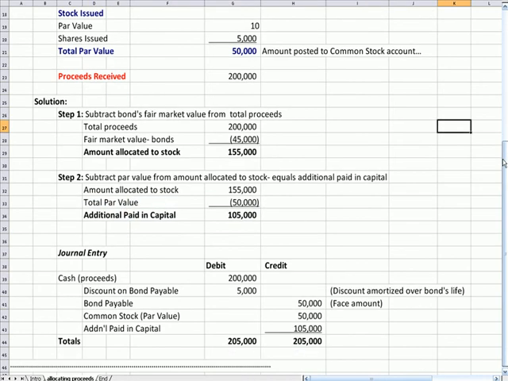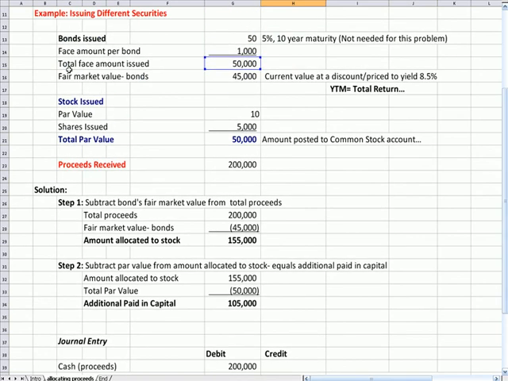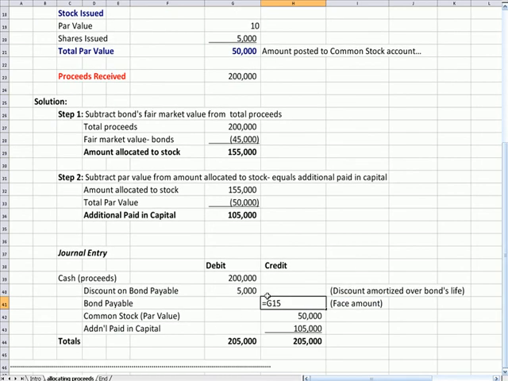So now I tie it together in a journal entry. We got cash of 200,000. That's a debit, cash in the door. We have a bond payable of $50,000, which means that at maturity we have to repay the face amount as an issuer of $50,000. So that is a credit because it's a liability account, but it's a payable account liability. That's for the face amount of the bonds.